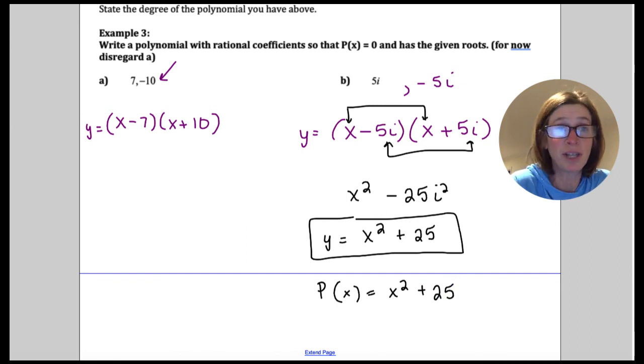All right, so that's the conjugate root theorem. We're going to look at the harder examples in class tomorrow, but hopefully that was a helpful start.